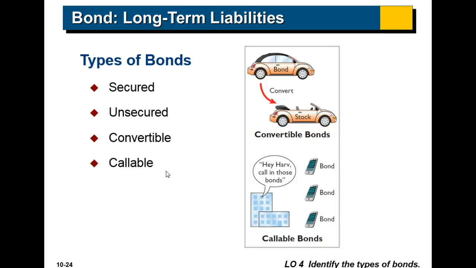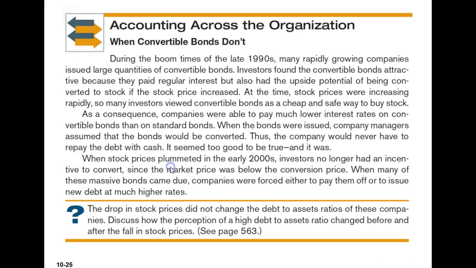stipulation that allows the company to pay them back earlier, so that way they aren't stuck paying a higher interest rate than what the market can bear. And then they can reissue those bonds for a lower rate. So know there are 4 types: secured, unsecured, convertible, and callable.